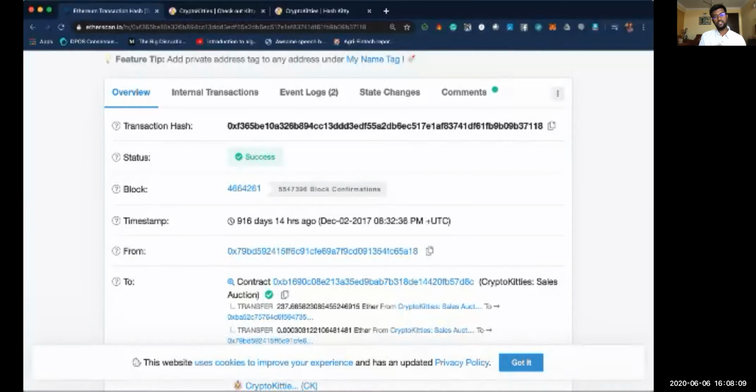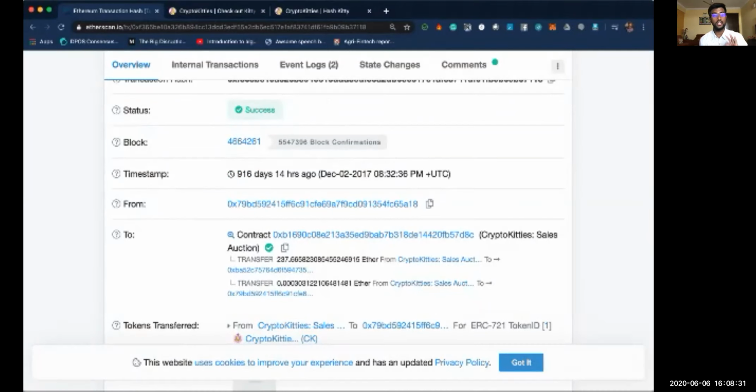Because after every block is added to a blockchain, the transaction that went into a particular block gets confirmed again and again, that it is further down the road. Why is it called confirmation? Because now if someone has to change anything in this Kitty transaction, which happened 916 days ago, 3 years back, he has to go exactly 5.5 million blocks behind.